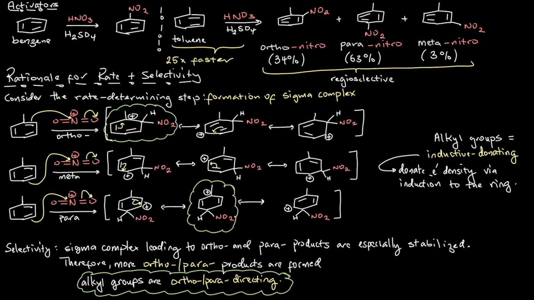And so, because of this selectivity preference for the ortho and the para products in your nitration of your toluene reaction, we call the toluene alkyl group, so that methyl group or alkyl groups in general, ortho-para directing. So they direct the electrophilic aromatic substitution at the ortho and the para positions on your aromatic ring.